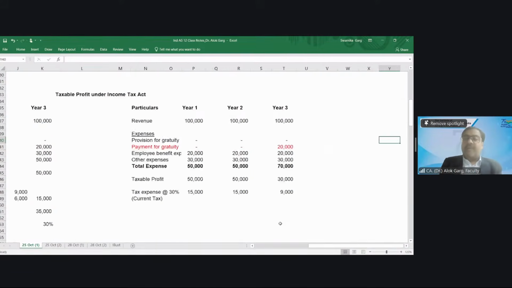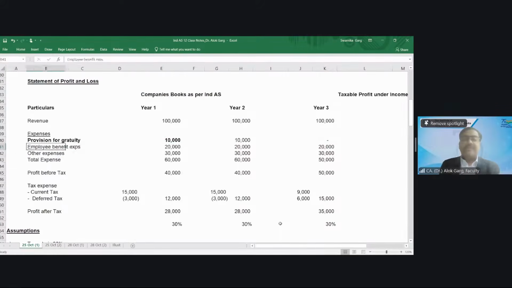But when I prepare my computation of income as per the Income Tax Act, when the income tax officer is preparing, what he has done, he has debited payment for gratuity in the P&L. Why? Because he has considered the actual paid amount. So you can see this 20,000 which was debited in the company's P&L in year 1 and year 2 is getting allowed in year 3 in the Income Tax Act, right?